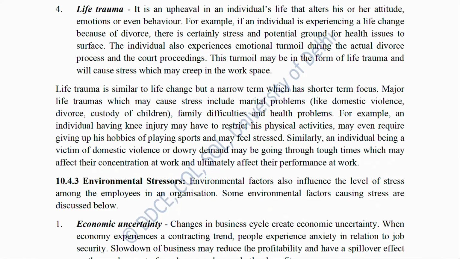Similarly, an individual being a victim of domestic violence or dowry demand may be going through tough times, which may affect their concentration at work and ultimately affect their performance at work.